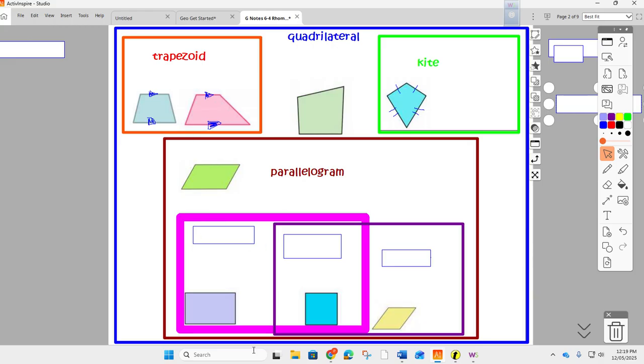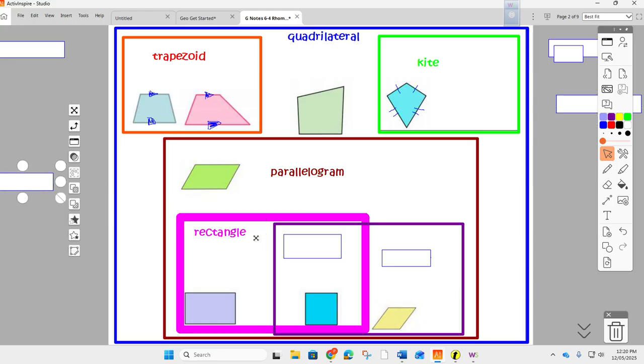Within this big box of parallelograms, we also have rectangles. So everything in the pink box is a rectangle. So this and this is a rectangle. Does that make sense?